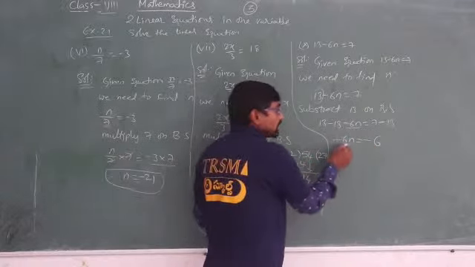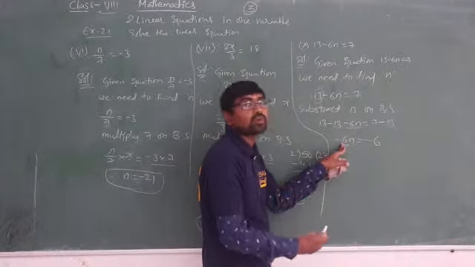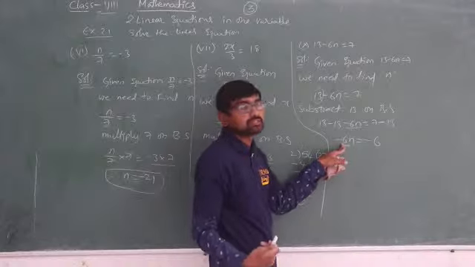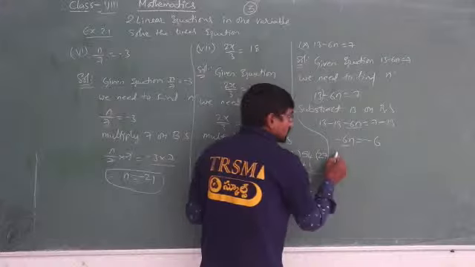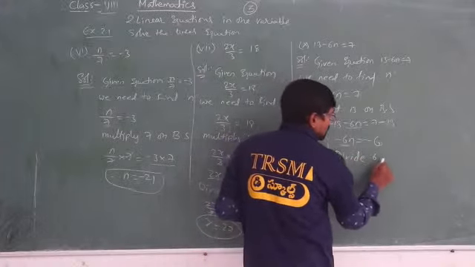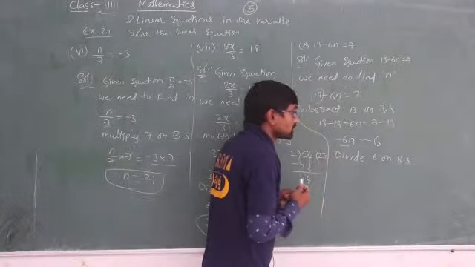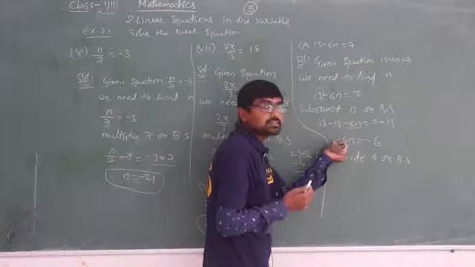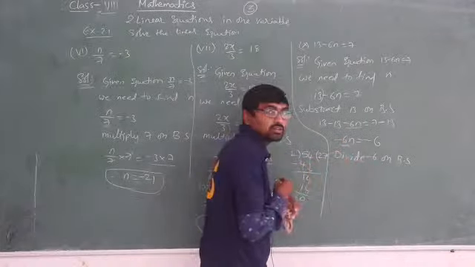So now here my 6 is multiplying n. Therefore I have to take the multiplicative inverse of 6. As 6 is multiplying, I have to divide by 6 on both sides. So divide by minus 6 on both sides. Here minus 6 is multiplying, so I am dividing by minus 6. So minus 6 on both sides.